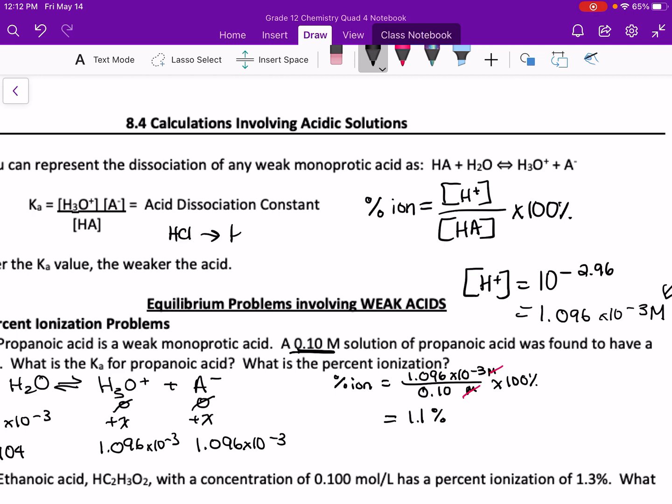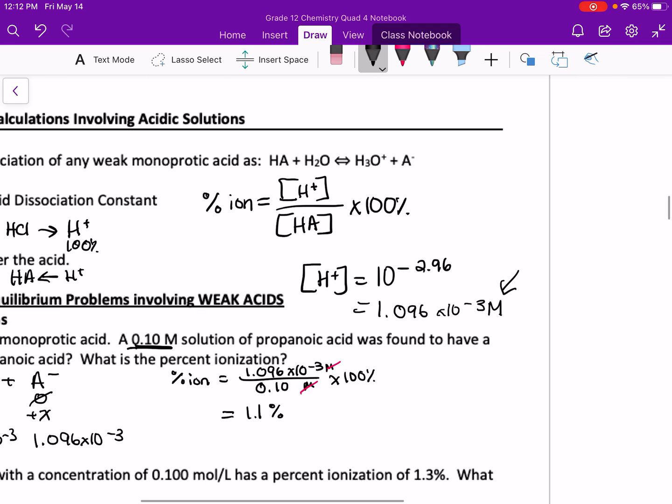This reaffirms that this is a weak acid because we know that if we have a strong acid like HCl, when we put HCl into water, 100% will become hydrogen ions. A weak acid like propanoic acid, we'll just say HA, this is going to shift more towards the reactants, and I was only able to ionize 1.1%, which is a small amount.